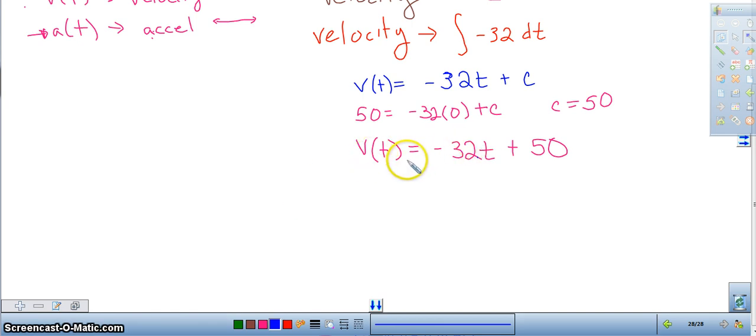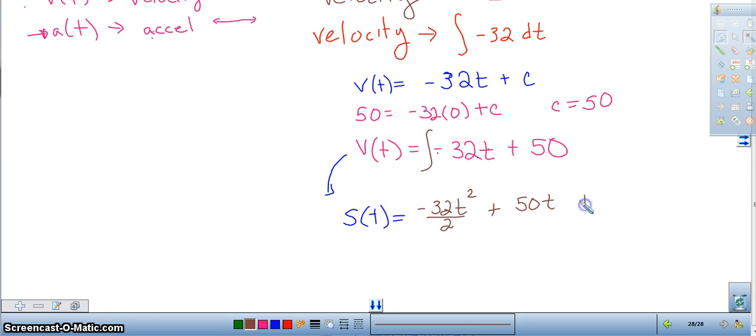Okay? So what about if I wanted a position function? Let's say I actually want to get the position function. What would I have to do to get the position function? Well, I'd have to integrate again. So if I integrate negative 32t, I get negative 32t squared, because remember I add 1, and then I have to divide by 2, that's the power rule, plus 50t plus c.